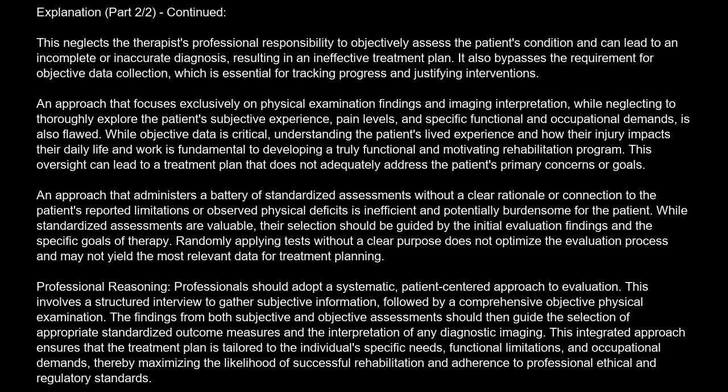Professional reasoning. Professionals should adopt a systematic, patient-centered approach to evaluation. This involves a structured interview to gather subjective information, followed by a comprehensive objective physical examination. The findings from both subjective and objective assessments should then guide the selection of appropriate standardized outcome measures and the interpretation of any diagnostic imaging. This integrated approach ensures that the treatment plan is tailored to the individual's specific needs, functional limitations, and occupational demands, thereby maximizing the likelihood of successful rehabilitation and adherence to professional, ethical, and regulatory standards.